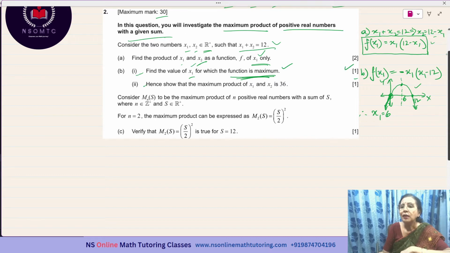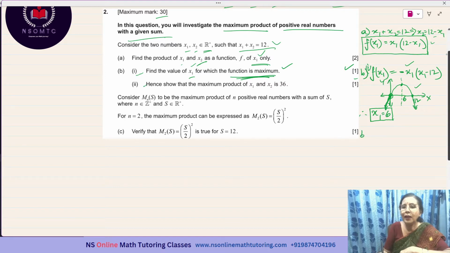And I have rearranged this function expression and written f of x1 equal to negative x1 times x1 minus 12. So this is telling us that the two zeros will be 0 and 12. I have drawn those two zeros. I have shown the parabola. I have shown the line of symmetry. So definitely I get 1 mark. So x1 equal to 6, okay? And this one was b i.